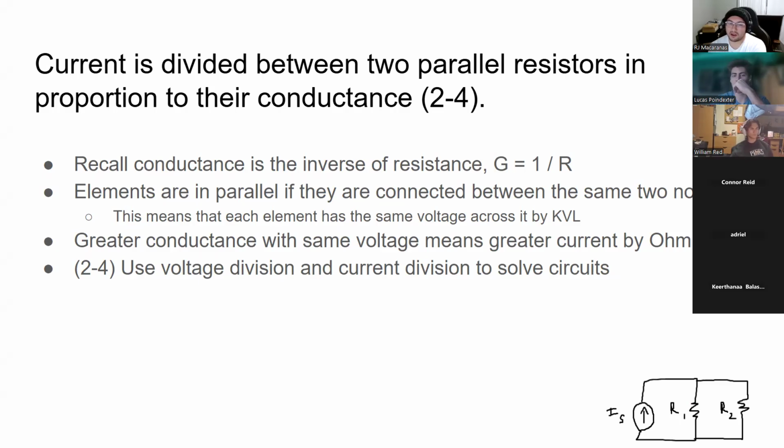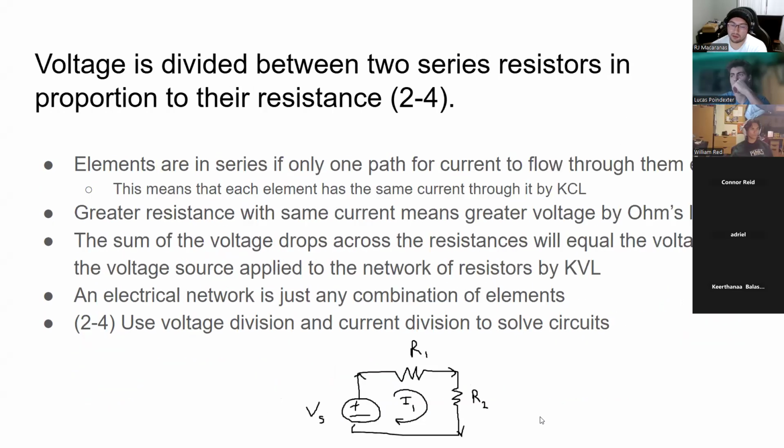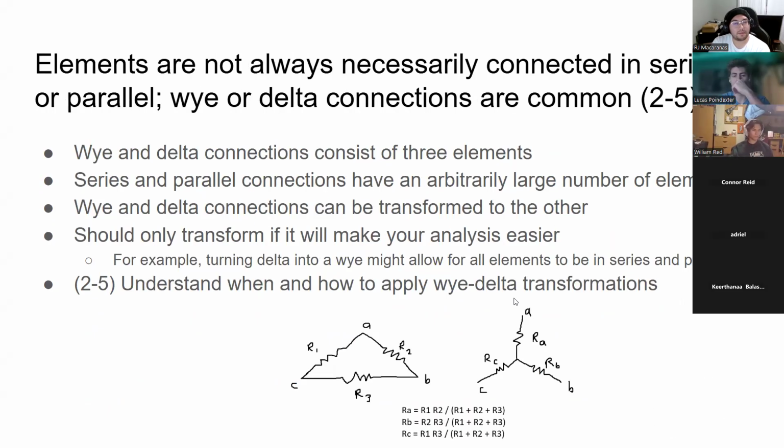But one could probably argue that it's baked into these single loop pair and single node pair circuits, but I don't know. Kind of interesting. So anyways, we have Y and delta connections, and these are a little bit different, right? When we're looking at resistance in parallel and series, we're usually looking at an arbitrarily large number of elements, but for these Y and delta connections, there's actually three. So it's a fixed number of elements in these structures.